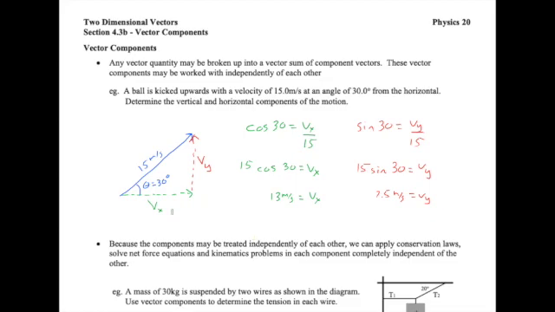Okay. And so remember then that the components can be treated independently of each other, and this is why we want to do that. So we can apply things like conservation laws, we can do net force equations, kinematics problems. When we can do all of those, now we can do them just horizontally and vertically. That gives us basically two one-dimensional problems that we can use then to more easily solve some two-dimensional problems.